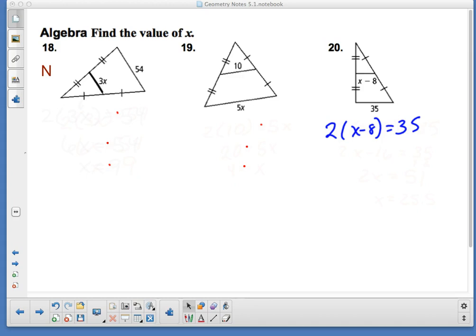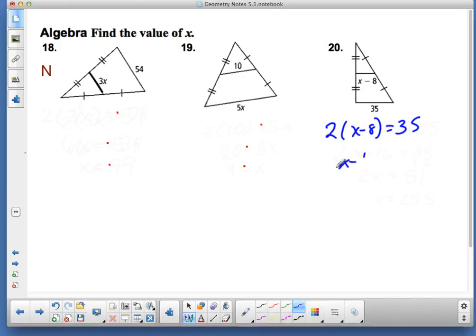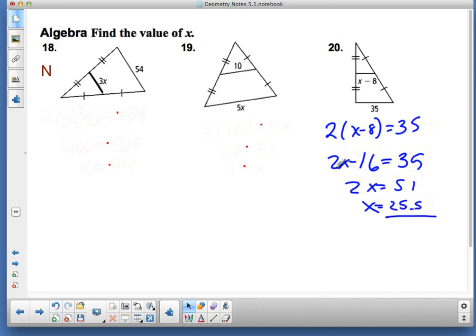So make sure you distribute to both sides of that quantity inside the parentheses. So I've got 2x minus 16 equal 35. 2x is equal to 51, and x is 25.5. Okay, so that's where I'm going. Algebra land rocks.